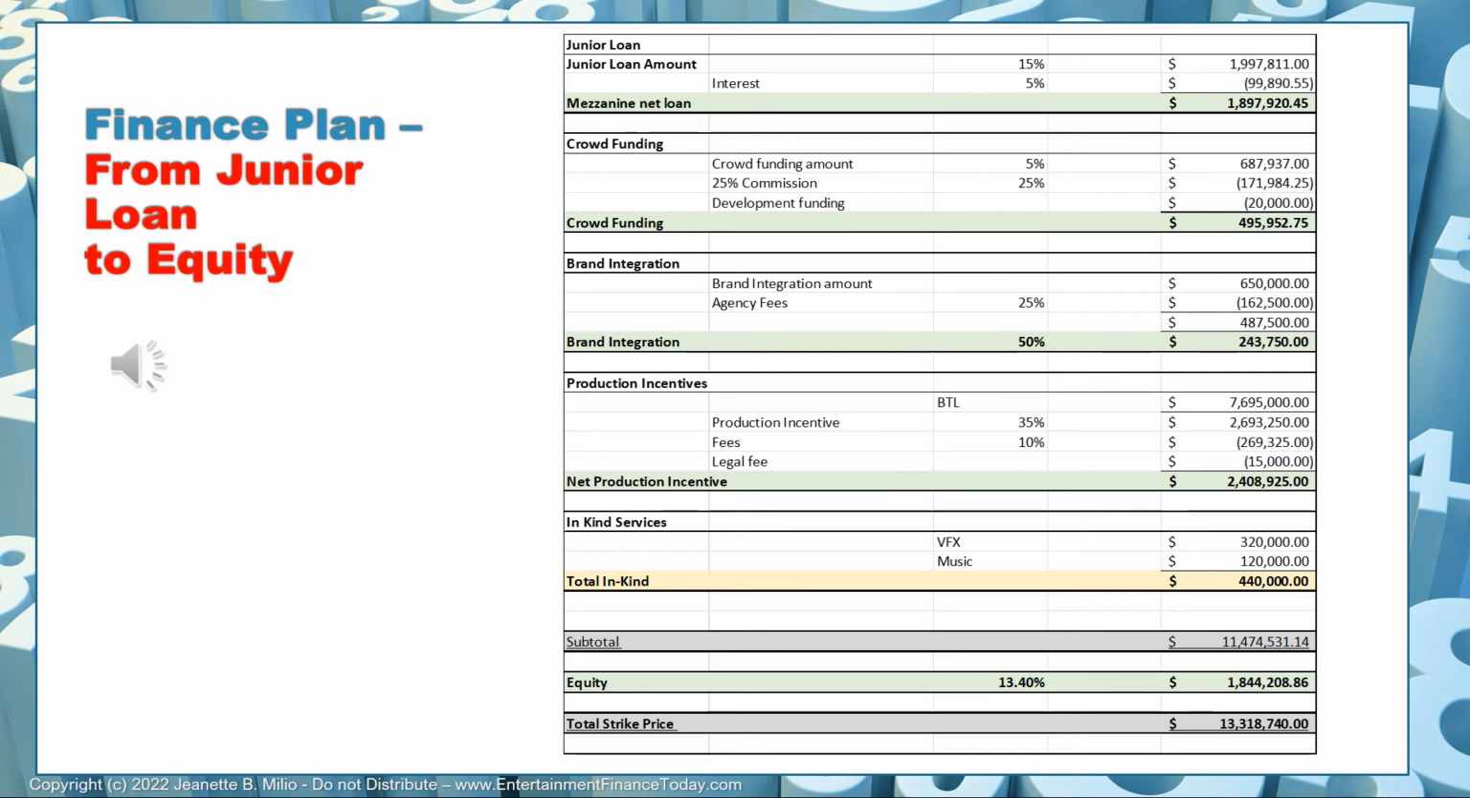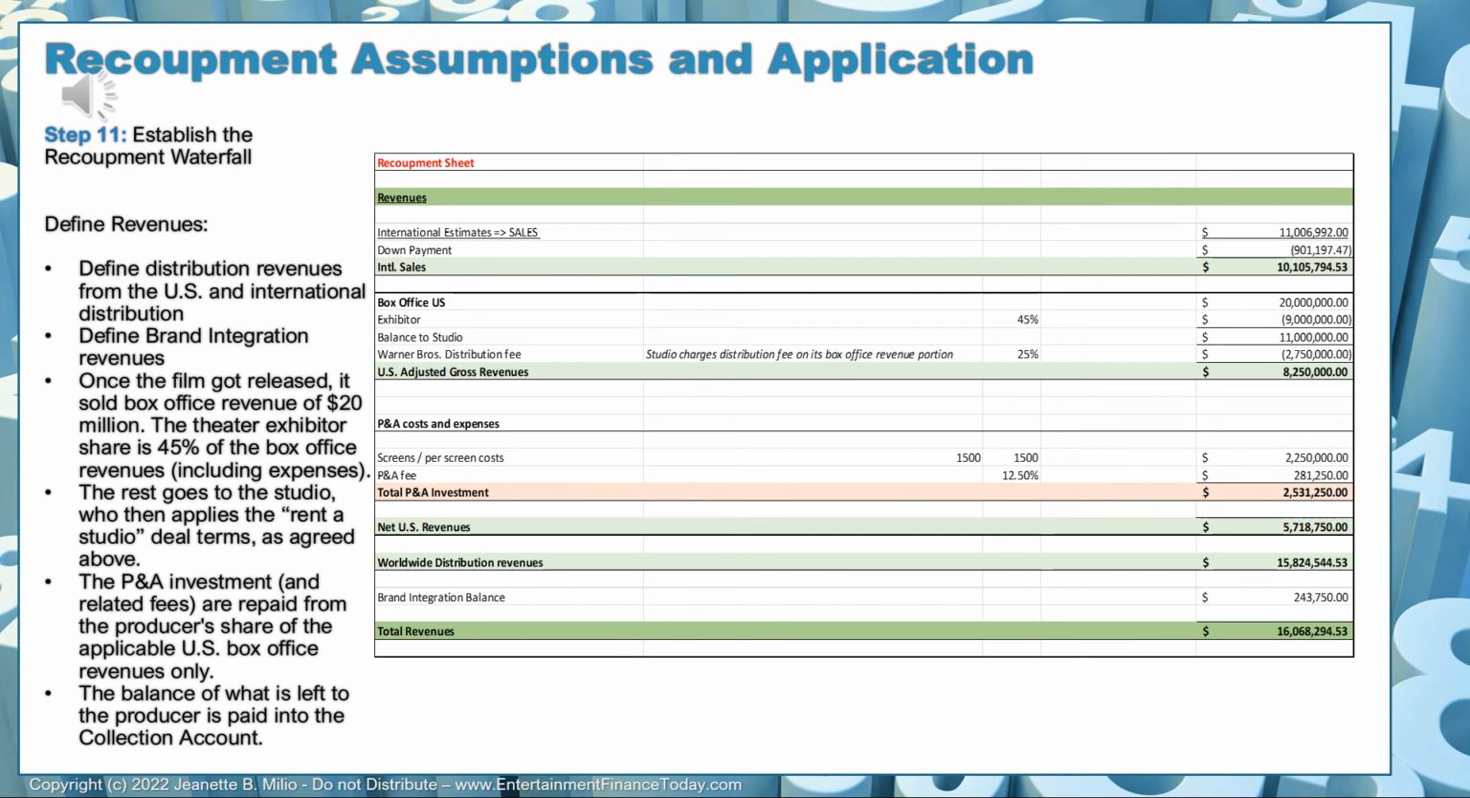In order to meet our strike price of 13,318,740, we are now also adding the equity of 1,844,208.86. The movie is made, the rights are sold, all the distribution revenues are coming in, and we can now start our recoupment plan. So money is coming in from international. Remember, we had international sales estimated at 11,609,992, which we actually generate.